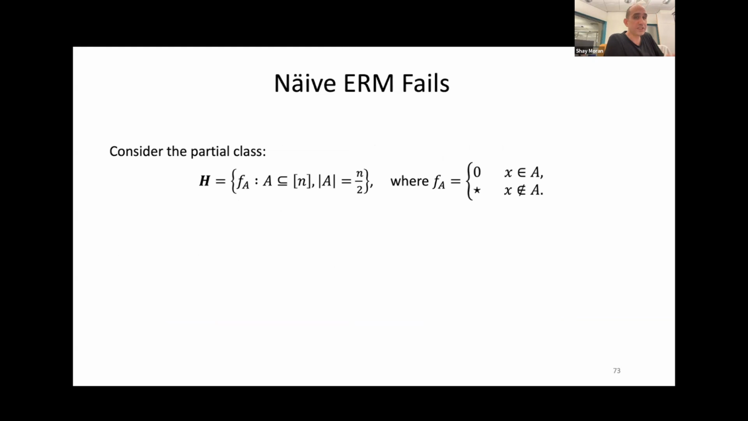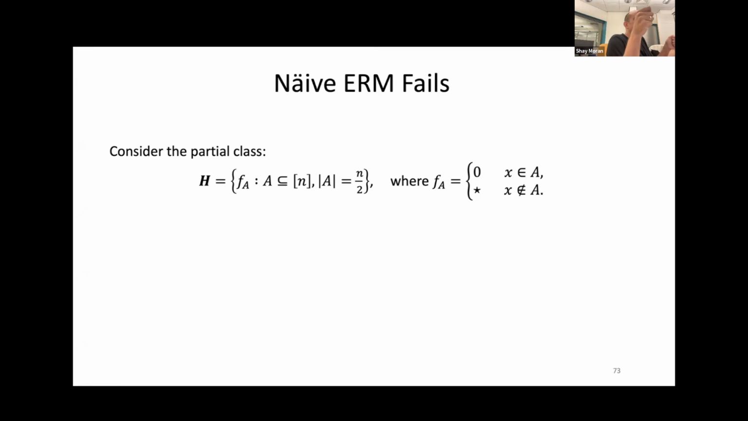Now, to see how this fails, take the following class. Let's take the class H, where the domain is n points, and every function in the class is of the form f sub a, where a is a subset of n of size n over 2, and f sub a is 0 on points inside a, and otherwise it's undefined. Notice that this class is trivially learnable if you return the all zero function. You don't need to look at the data, just return the function that is everywhere 0, and you will have 0 error.